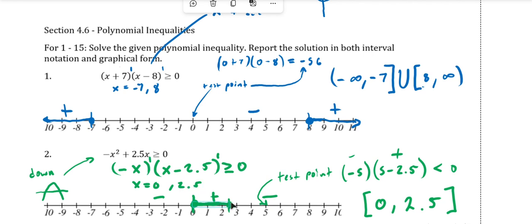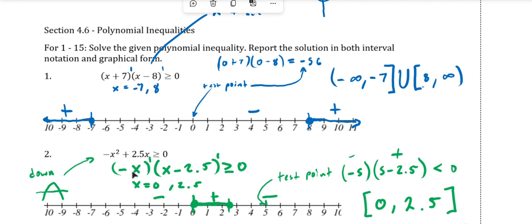So we want to mark those on the number line with closed circles, because this is an inclusive inequality. And then we could use a test point to calculate whether or not it's positive or negative in this region. Here I've chosen 5 and plugged that in. And it tells me that we are indeed negative times positive, so negative in that region. And so I mark this as negative.